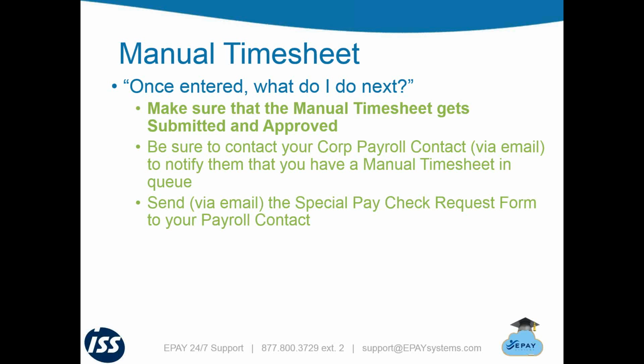And then be sure you contact your corporate payroll contact, make sure they know that there's a manual timesheet out there in queue as well. One of the things that makes this tricky for everybody is that, like I said earlier, the manual and the regular timesheets are in two separate buckets or two separate queues. There's two separate areas. So it helps if you notify your corporate payroll contact, you know who they are, and just send them an email letting them know that you have a manual timesheet out there ready to be processed.